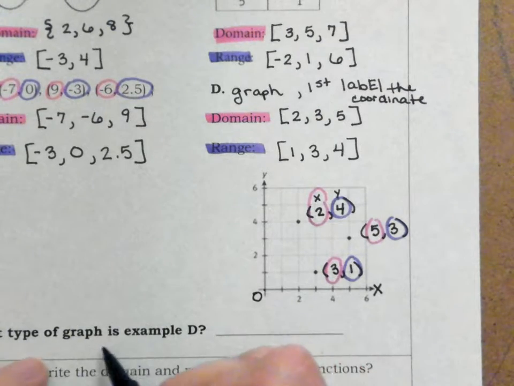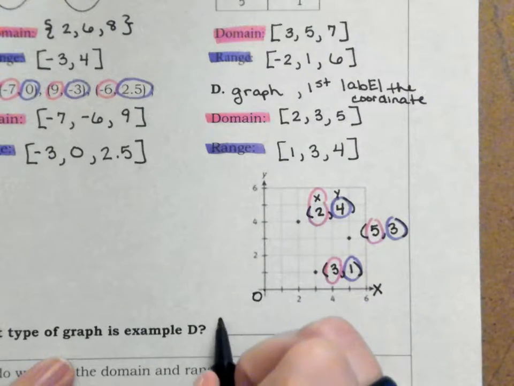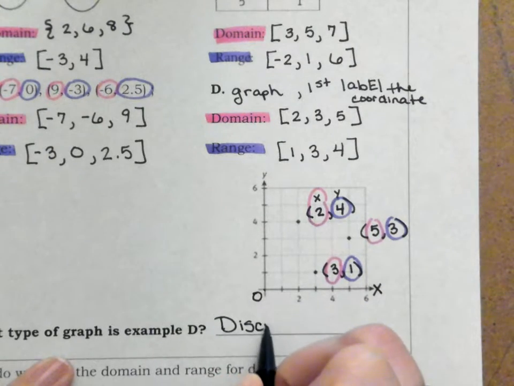And what type of graph is example D? All of the points are disconnected, so this is called a discrete graph.